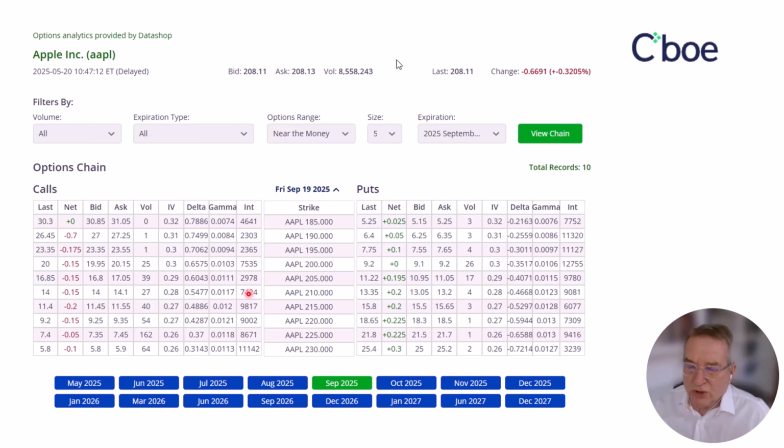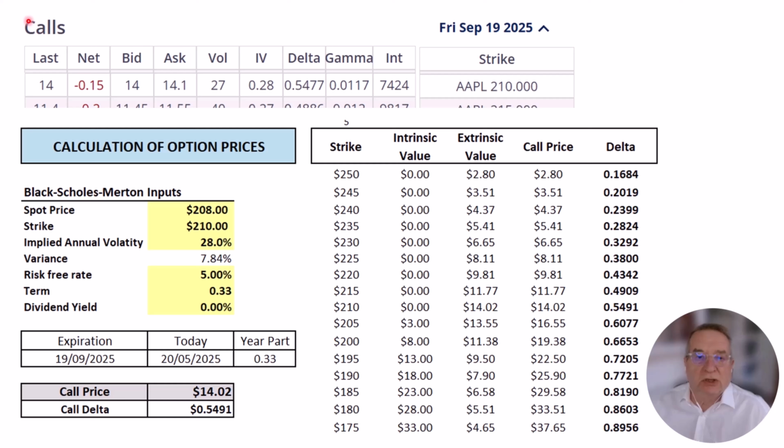So what I want to do now is take this data and compare it with the calculation that I've made using an Excel workbook. I've copied across from the last slide the at the money call that we talked about, the 210 strike. There's the $14, there's the delta and the implied volatility, as I mentioned. So what I have done is plug these numbers into a spreadsheet which I've created, and I've plugged the relevant metrics into what is essentially the Black-Scholes-Merton pricing model, which is used to calculate the fair value for options.